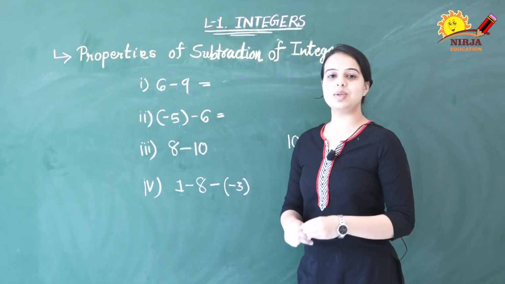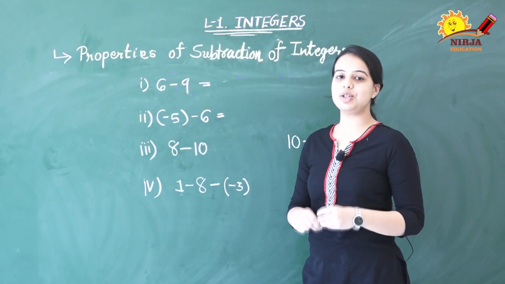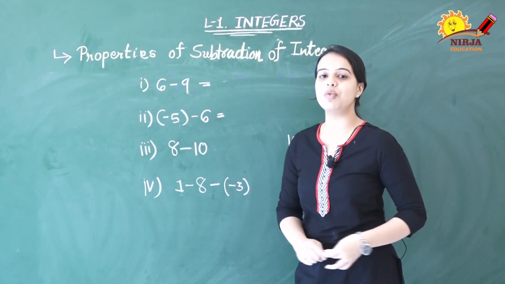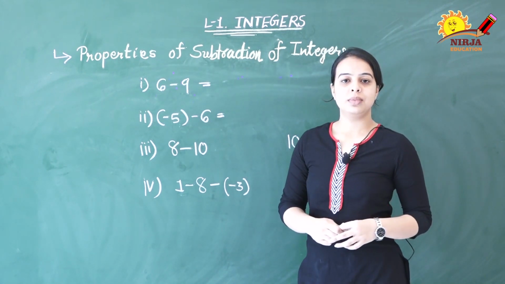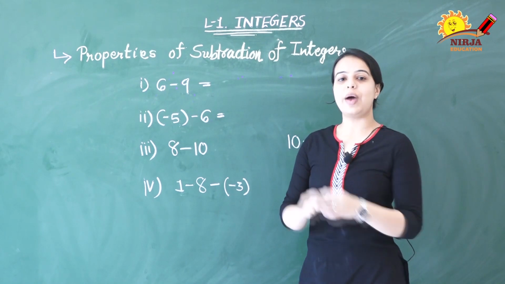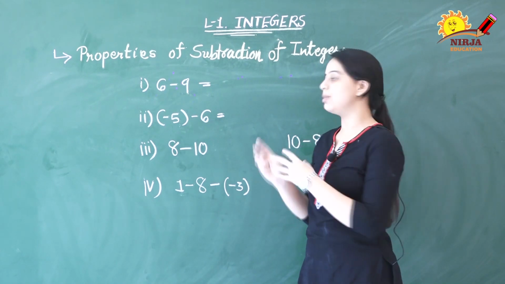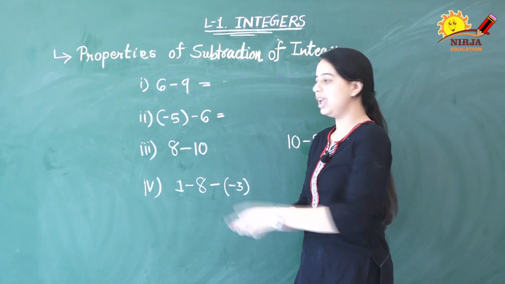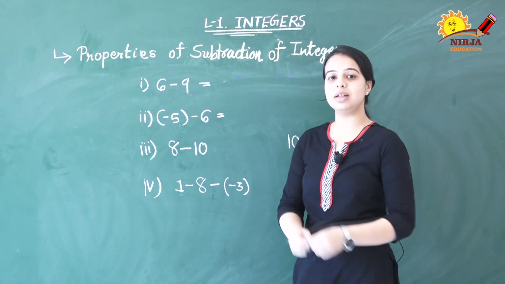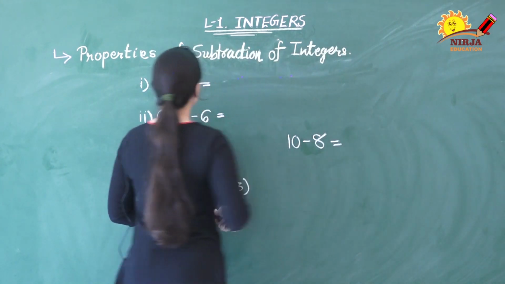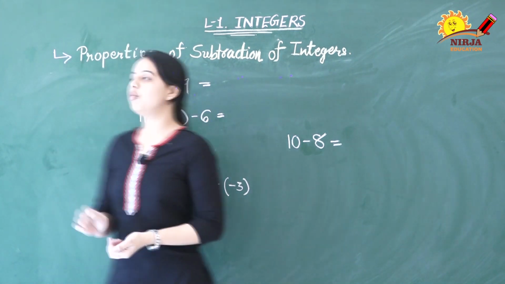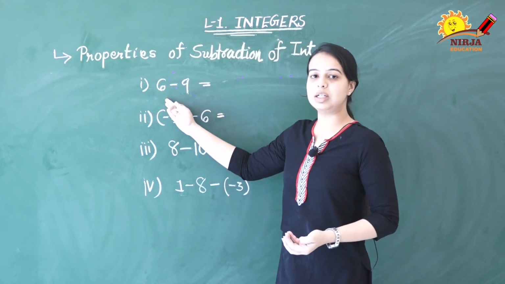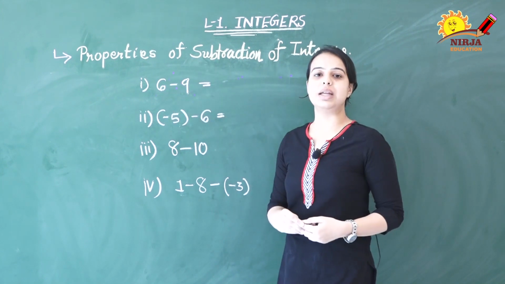So just now we have seen the properties of addition for integers, and now we are moving towards the properties of subtraction of integers, and that also we are going to explore by solving some examples. As you can see here, I have listed some examples. Let's solve these examples. The first example is 6 minus 9. As you can see, the first number 6 is a positive integer and the other one is a negative integer.